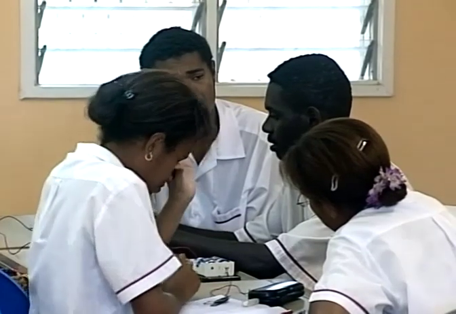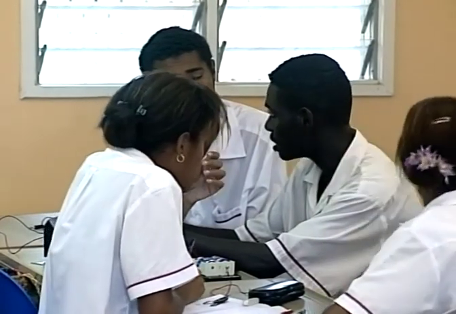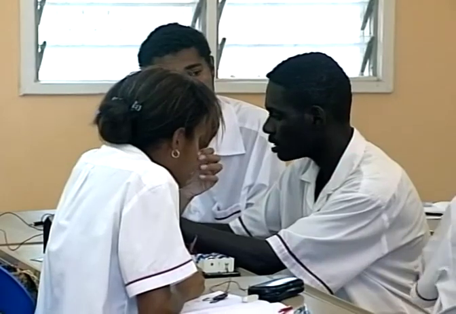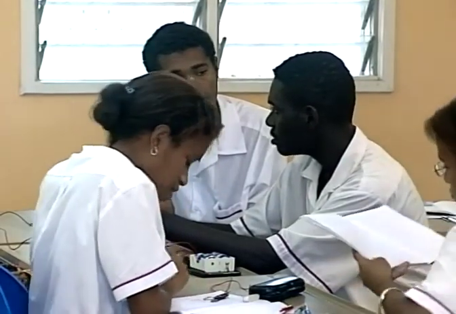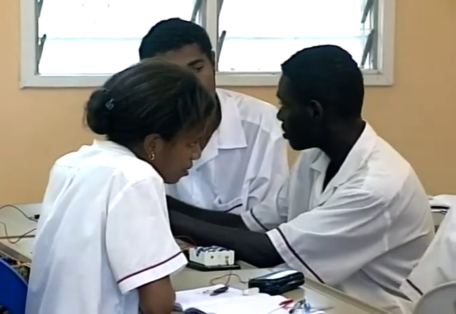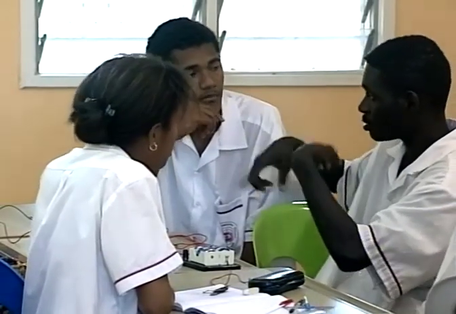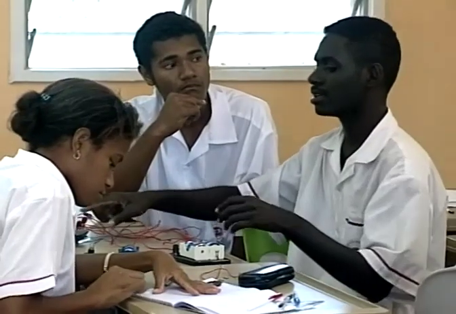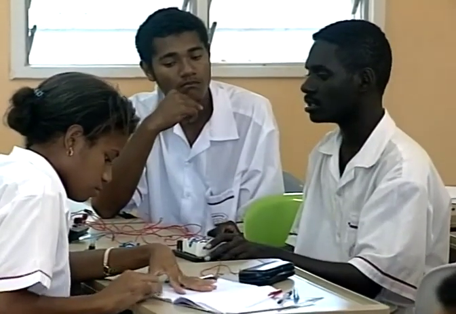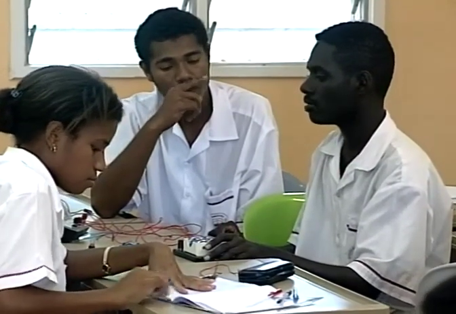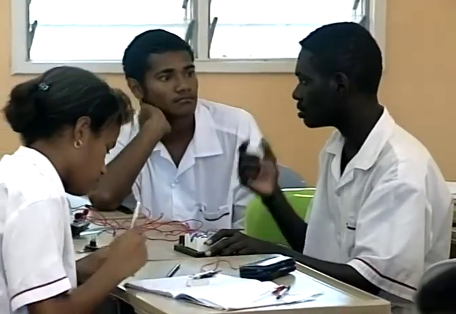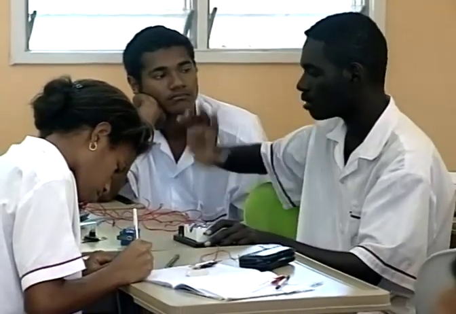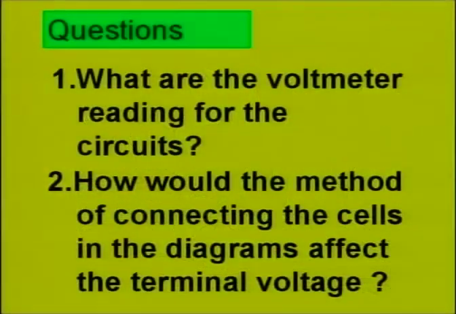Okay, you will start first. We'll move down this way. Probably you'll give the readings. Okay, what are the readings for each one of those circuits or the arrangement of the cells? That is 1, 2. Then we come over this side and finally to the last one. Can you just give us the reading and then explain how the method of connecting is affecting the terminal voltage?